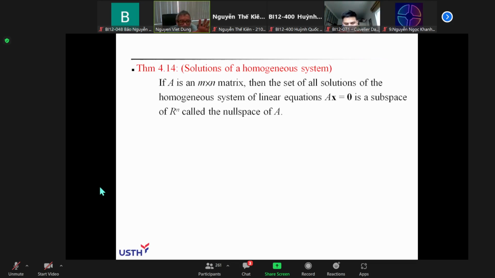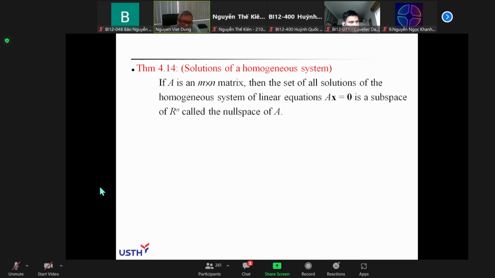In the first examples, we considered already the row space and the column space. Now we are going to study the null space of A. The null space is what you are seeing on the screen.